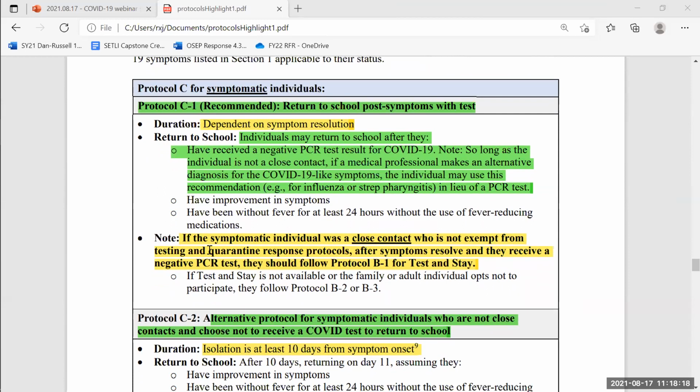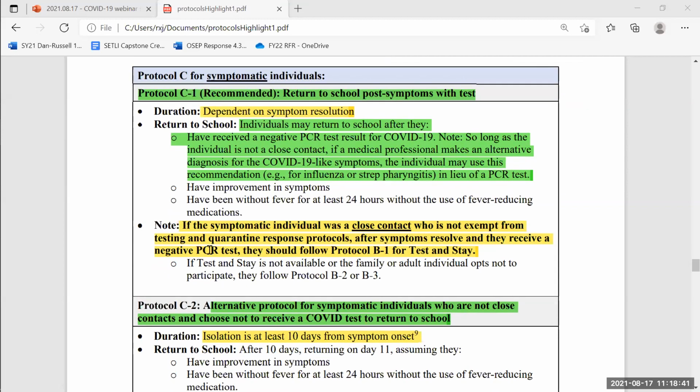But keep in mind, there's sort of a Venn diagram of situations here, overlapping scenarios that could touch upon each other. So if we have a symptomatic individual who was a close contact and returns to school during the period of time that they should be involved in test and stay, then they would go ahead and do that. And we refer you back up to the test and stay protocol so that that individual does continue to be treated like a close contact after symptom resolution.